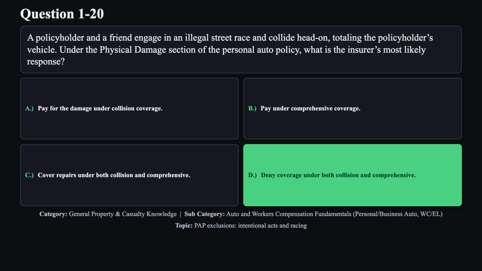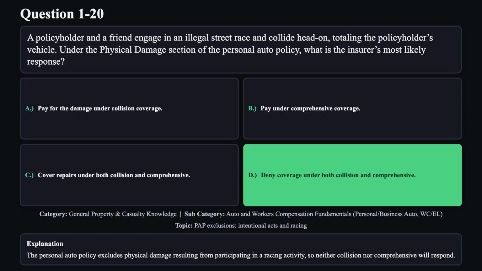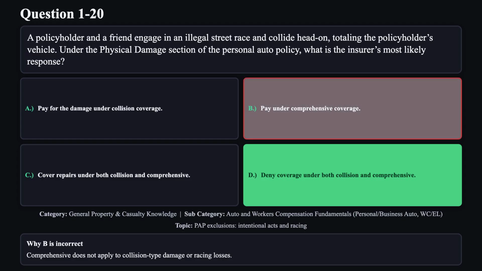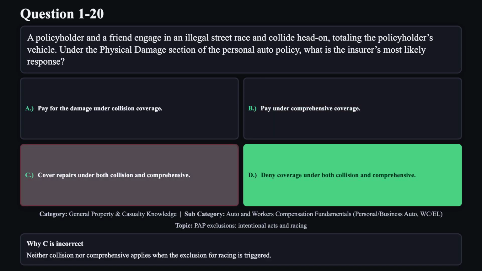The correct answer is D. The personal auto policy excludes physical damage resulting from participating in a racing activity, so neither collision nor comprehensive will respond. Reason A is not correct. Collision is excluded when damage arises from a racing activity. Reason B is not correct. Comprehensive does not apply to collision-type damage or racing losses. Reason C is not correct. Neither collision nor comprehensive applies when the exclusion for racing is triggered.